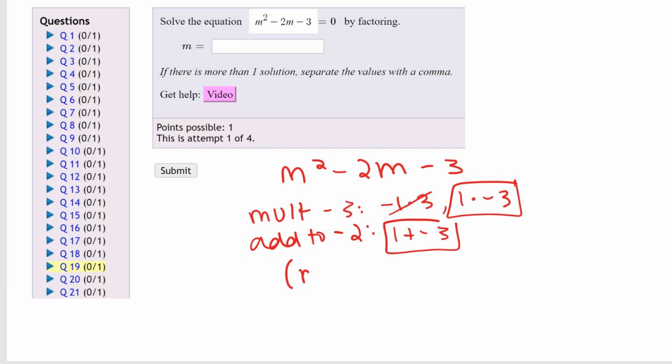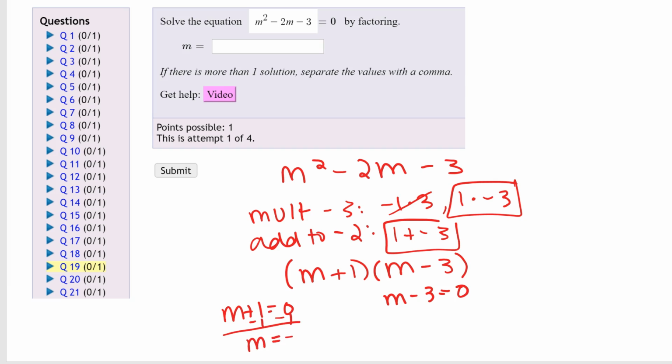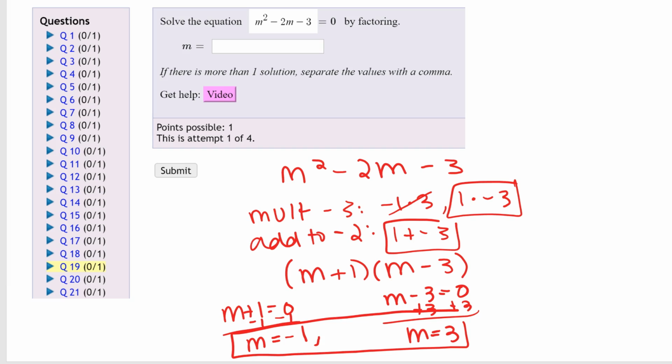So when I factor this, I get m plus 1, m minus 3. But then when I go to solve it, I set each factor equal to 0. And so I get m equals negative 1. And here I get m equals positive 3. So that's what's going on the line here, negative 1 comma positive 3.